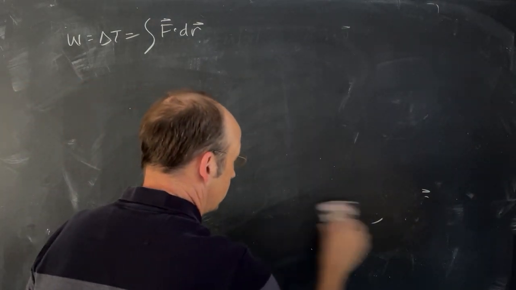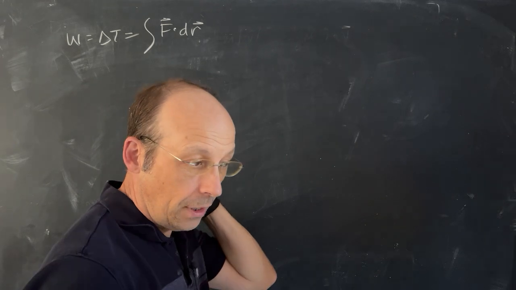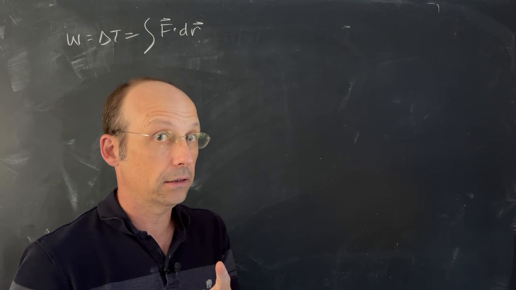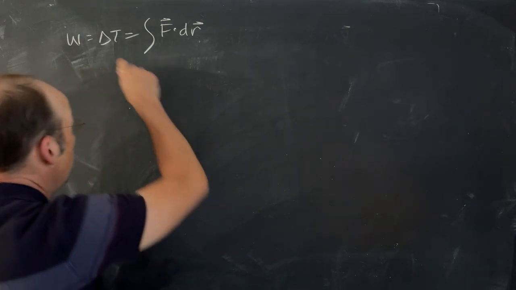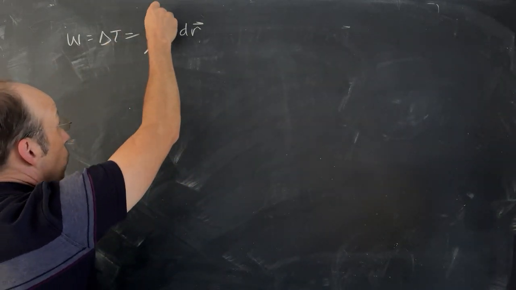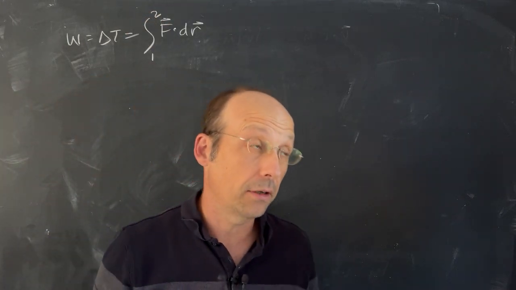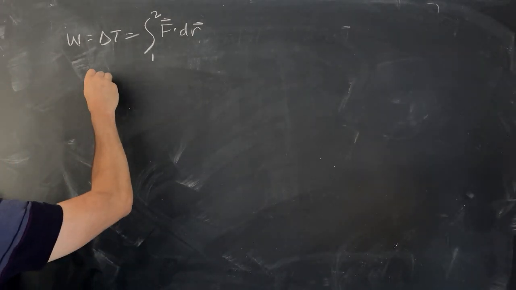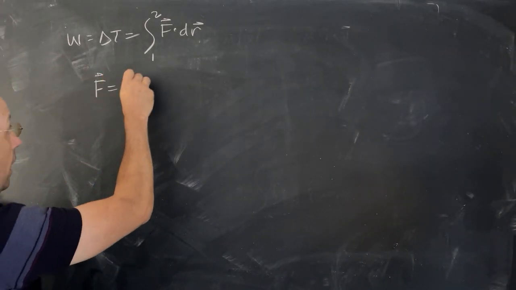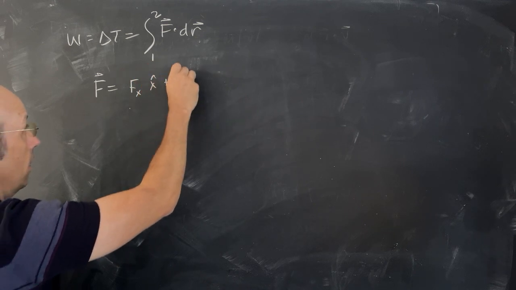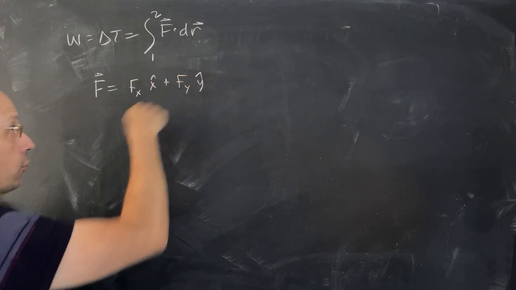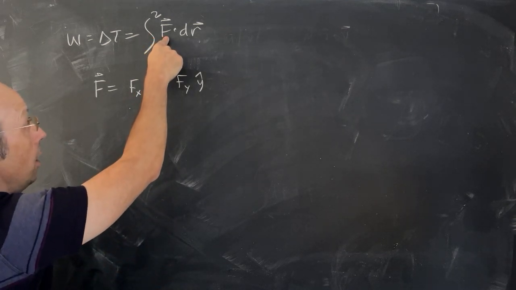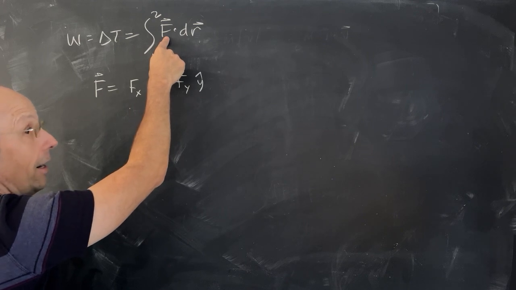Now let's use the work energy principle. Let's look at a special case. First of all, this is an indefinite integral, so let's do this from point 1 to point 2, which doesn't make sense at this point. We'll do that later. What if F is constant? What if F is Fx x hat plus Fy y hat, and these don't change? They're constant. Well, in that case, I can actually pull this constant value out of the integral.